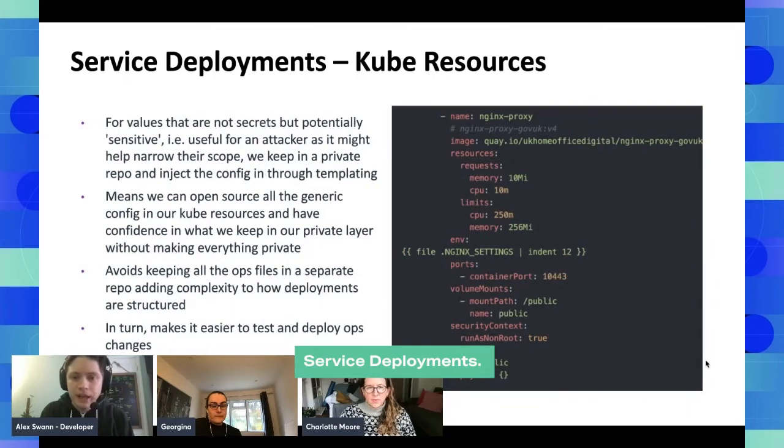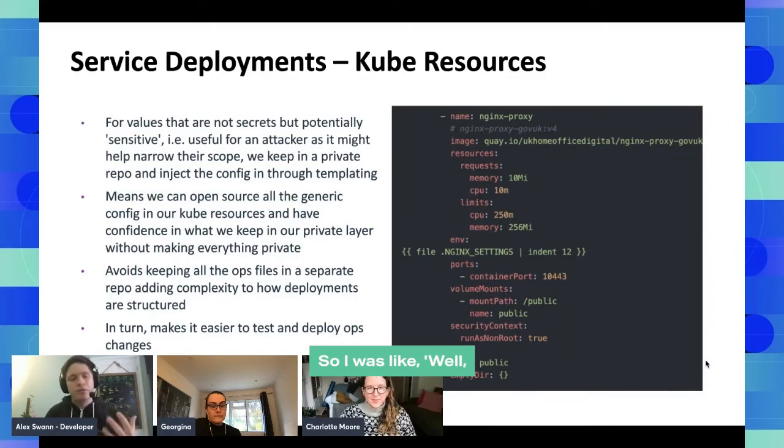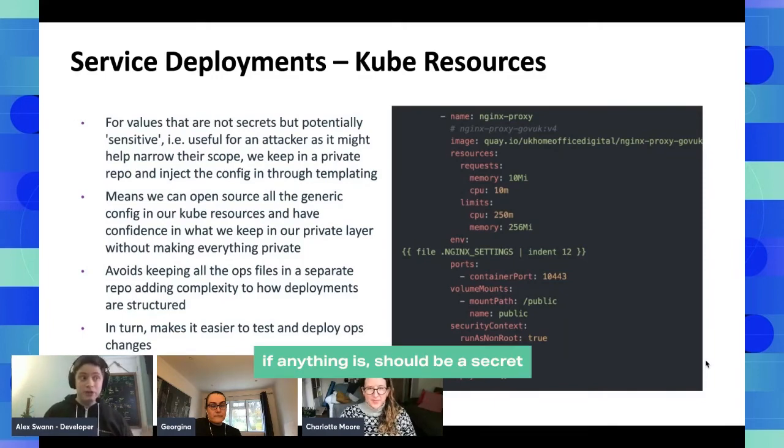Service deployments. Oh yes, and another special thing to mention is I think previously all of our Kube resources were stuck into GitLab or a private repo in GitHub. And it's this kind of, oh yeah, well, anything deployment-wise or ops-wise, let's just stick it in a private layer. So that didn't make much sense to me, and made triggering deployments using events a little bit more complicated.